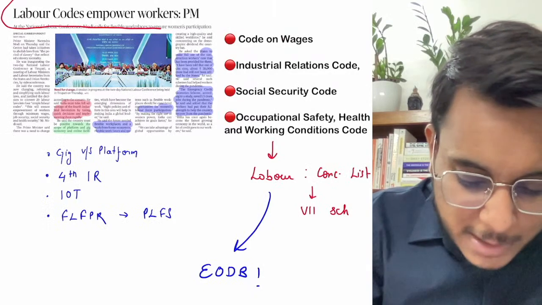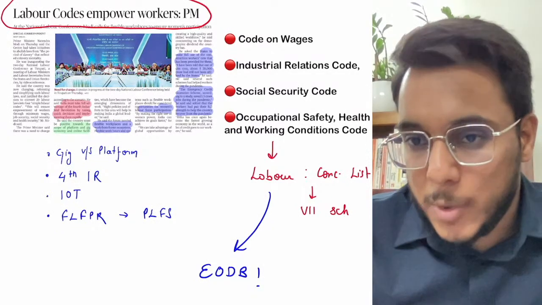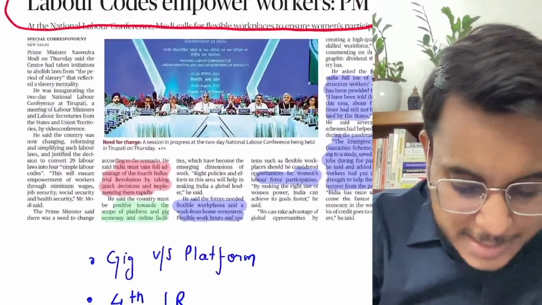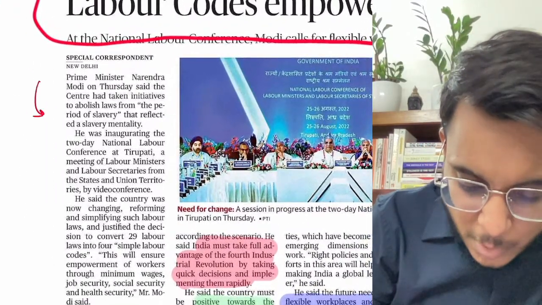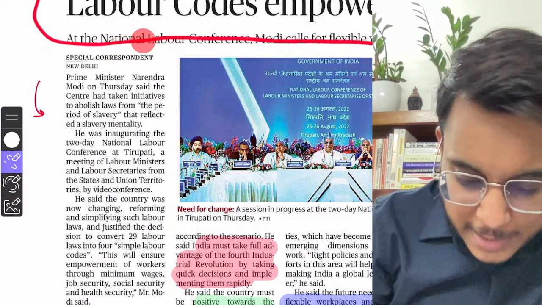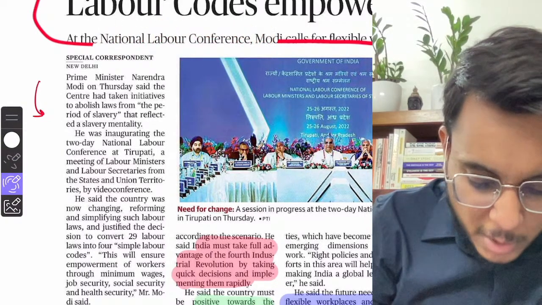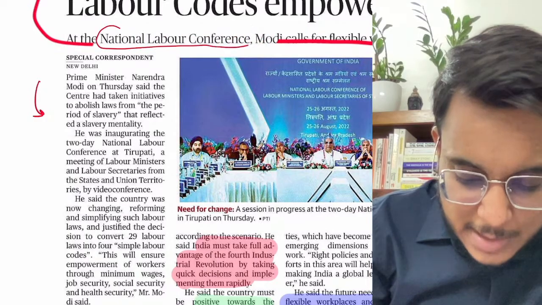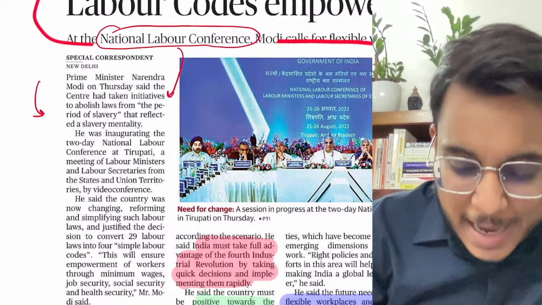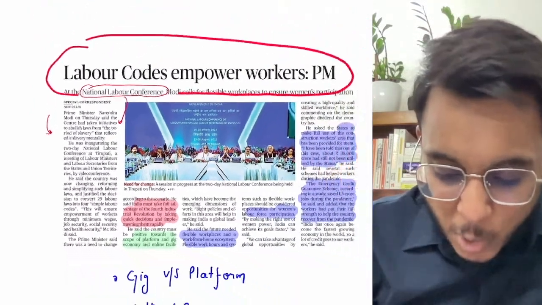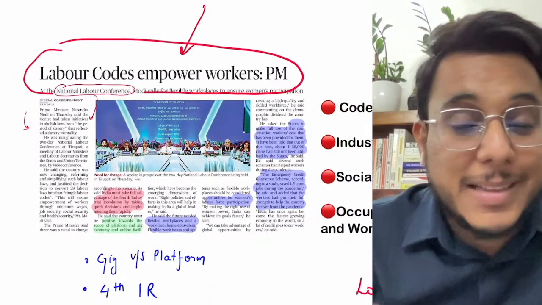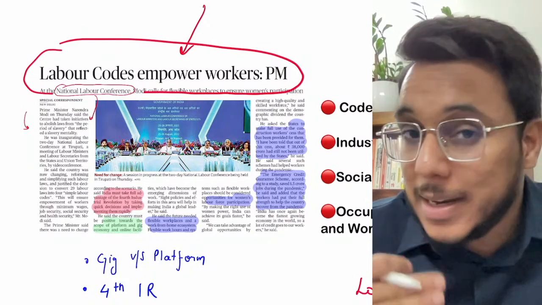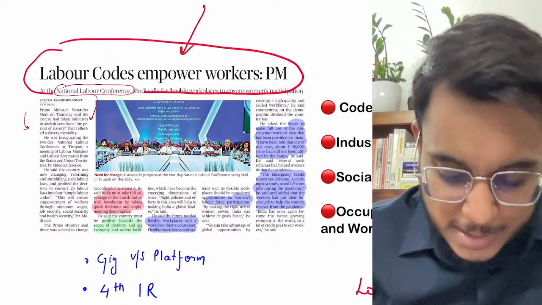Labor codes empower the worker, Prime Minister. So guys, what has happened recently, the Prime Minister has made an address at the National Labour Conference. In this National Labour Conference, he has referred to how the labor codes are empowering the workers, how they are empowering the industries, how they are empowering all the stakeholders in this particular capacity.